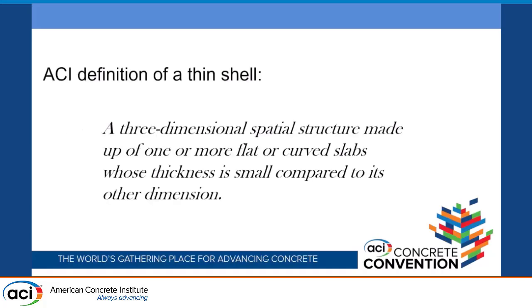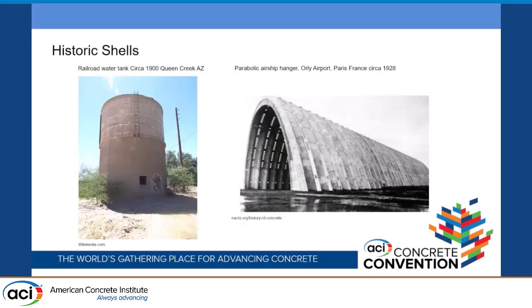The ACI definition of a shell is a three-dimensional spatial structure made up of one or more flat or curved slabs whose thickness is small compared to other dimensions. In other words, we're using geometry to maximize our span of coverage while minimizing the materials used. That's really what shells do. They cover the largest area with the smallest amount of material.